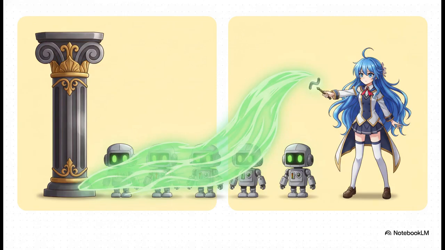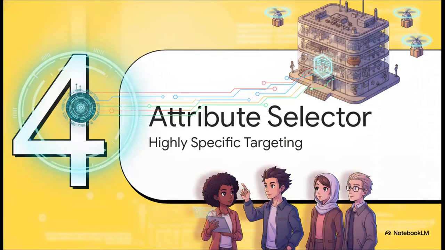On the flip side, the general sibling selector uses a tilde. This selects all sibling paragraphs that come after the H1. Using our line analogy, this is like giving an instruction to everyone standing behind the line leader. They all turn green.